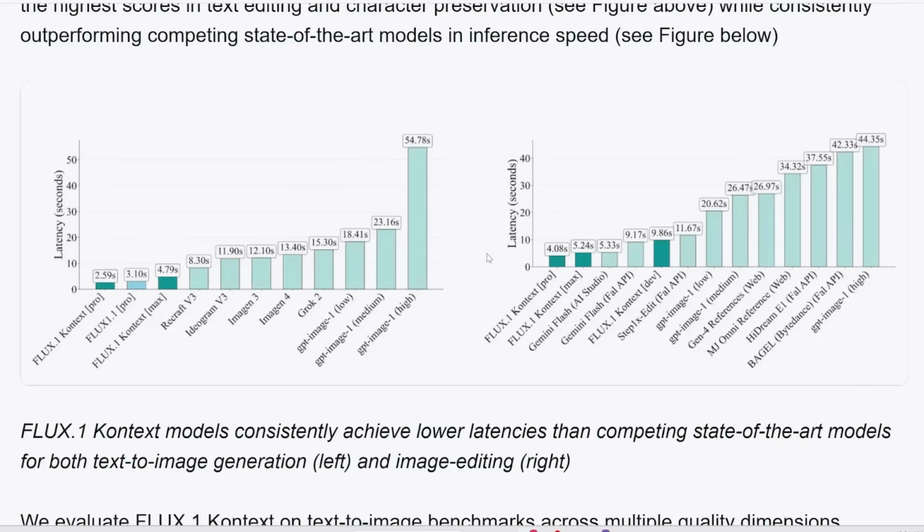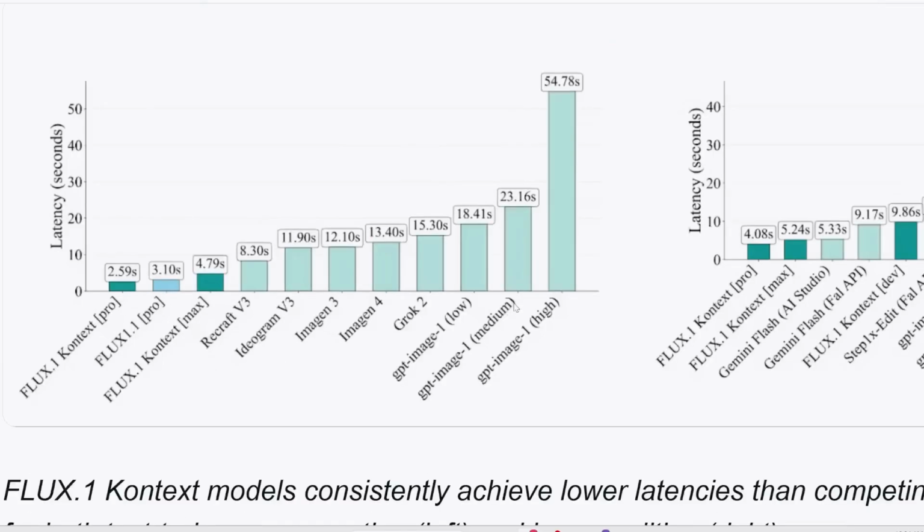And like I showed you, this model is insanely fast. So here's the latency of all these different image generators. As you may have experienced, if you've been using GPT-4o for image generation, it takes a long time to generate one image. But you can see for FLUX.1 Kontext, it is incredibly fast. It takes under 5 seconds to generate an image.